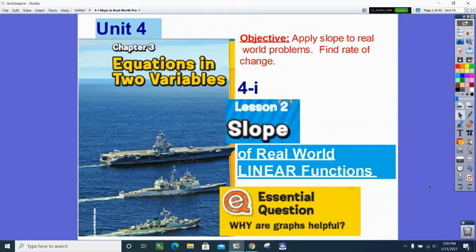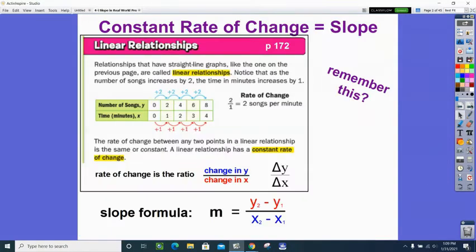So today we're going to take slope into the real world a little bit further. Our objective is to apply slope to real world problems. And to be perfectly honest, basically we're going to be talking about rate of change, which we talked about in our last video. And rate of change is just slope with units. It's a unit rate with units. So today we're going to find out where we see this in the real world.